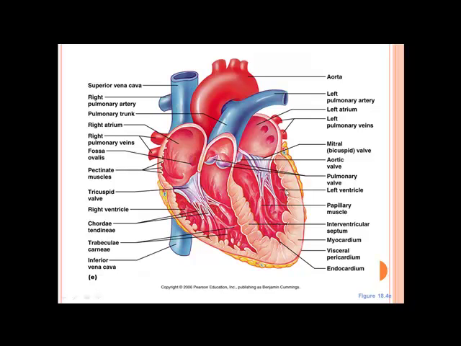If you notice, the wall of the left ventricle is thicker than the wall of the right ventricle because it needs to be stronger so it can pump blood to the whole body rather than just the lungs.